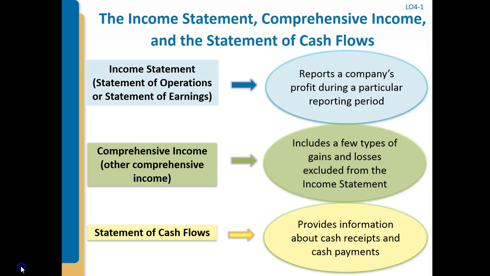The statement of cash flows provides information about the cash receipts and cash payments of a company during a particular reporting period. The difference between cash receipts and cash payments represents the change in cash for the period. To help investors and creditors better understand the sources and uses of cash during the period, the statement of cash flows distinguishes among operating, investing, and financing activities, as all companies' activities can be linked into one of these three activities.